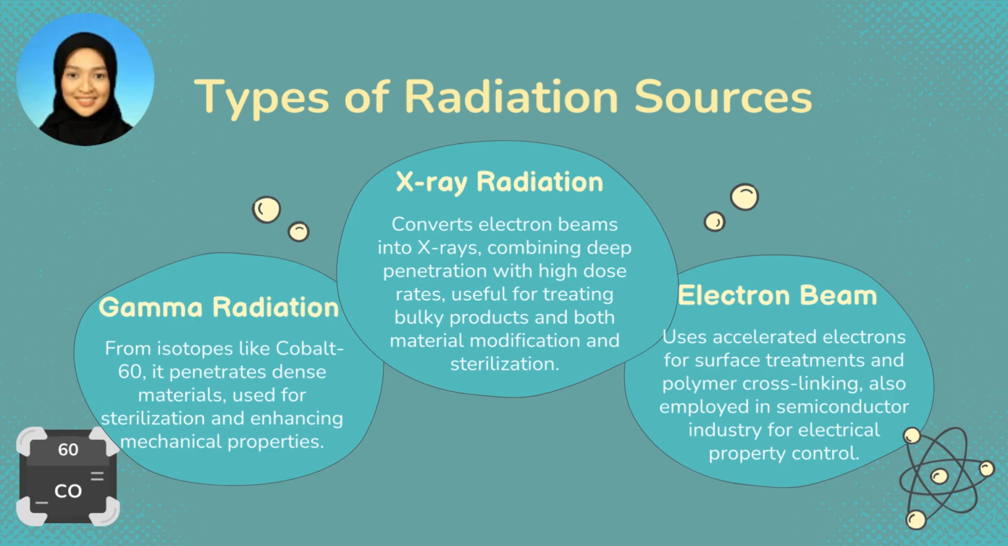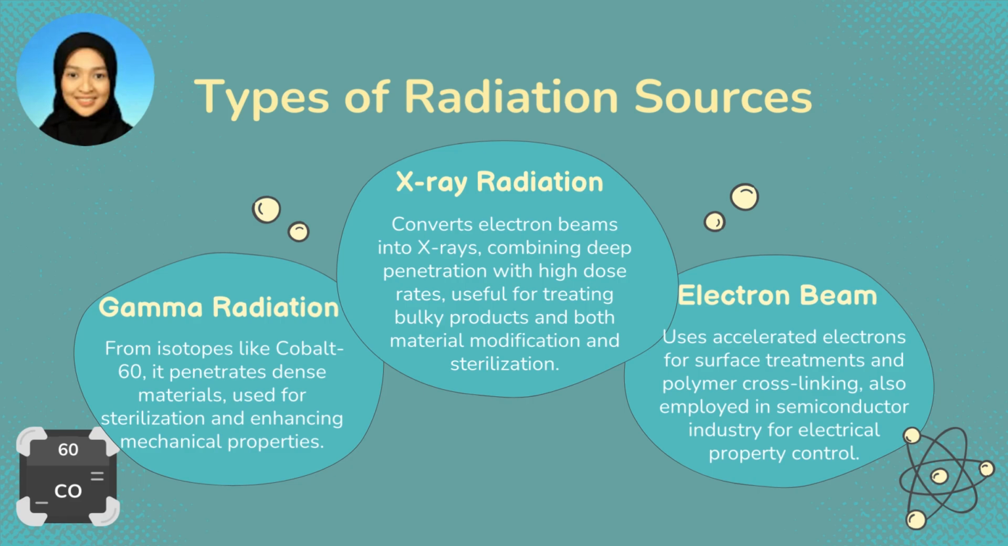Second, electron beams or E-beam. This technology uses accelerated electrons to modify materials. It offers a high dose rate and is effective for surface treatment and cross-linking polymers to enhance their strength, chemical resistance, and thermal properties. E-beam is also used in the semiconductor industry to control the electrical properties of silicon wafer devices.